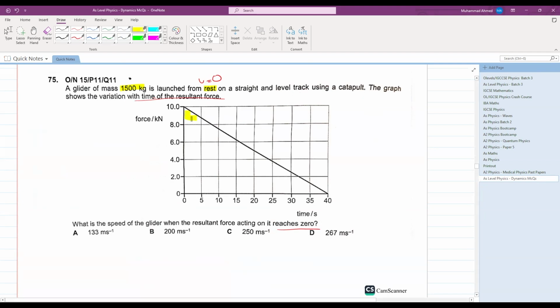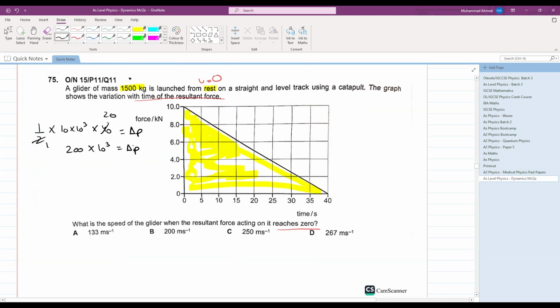First of all, can you realize that the area under this graph is equal to what? Change in momentum. This is a force versus time graph. The area under this graph will be change in momentum. So let's calculate that. 1 upon 2 into 10 kilonewton, 10 into 10 raised to the power of 3, multiplied by the time, that is 40 seconds. This comes out to be your change in momentum. This is 1, this is 20, and 200 into 10 raised to the power of 3 is your change in momentum.